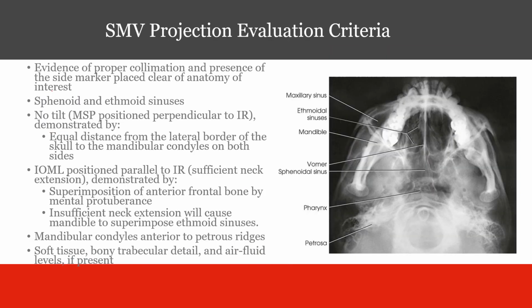And so that's the key to this one, is that we have our sphenoidal and our ethmoidal air cells visualized. There's the ethmoidals and there's the sphenoidal. Again, the IOML is positioned parallel to the image receptor. It's demonstrated by the anterior frontal bone superimposed by the mental protuberance, and then we can also see that the mandibular condyles are anterior to the petrous ridges, as we saw in the previous evaluation criteria of the SMV.